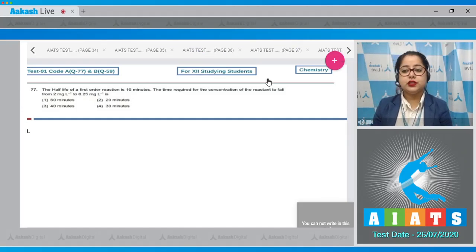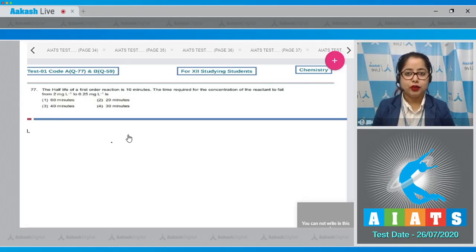Let's read the question, students. The half-life of a first-order reaction is 10 minutes. The time required for the concentration of the reactant to fall from 2 milligram per liter to 0.25 milligram per liter is. Students, this is a very important question. We are given the half-life period for a first-order reaction, and we have to calculate the time required for the given change in the reactant. In this case, the reactant initially given is 2 milligram and the final reactant left is 0.25 milligram. So students, let's proceed with this question.